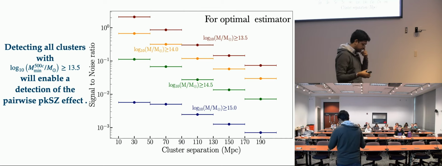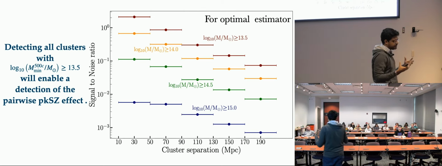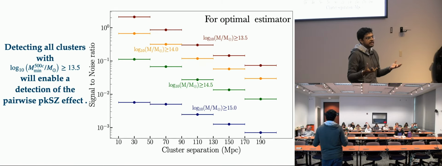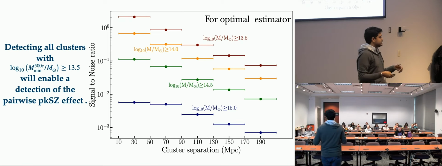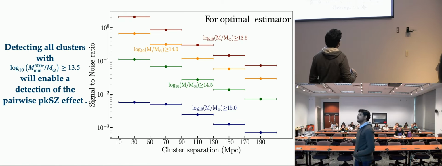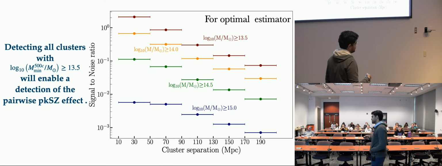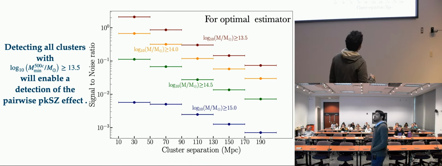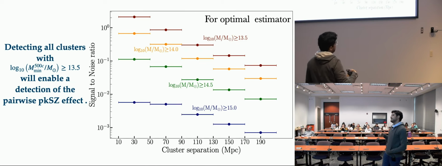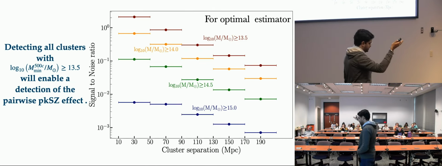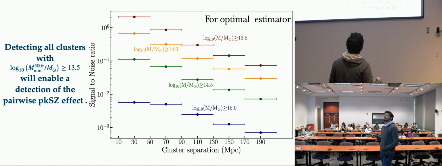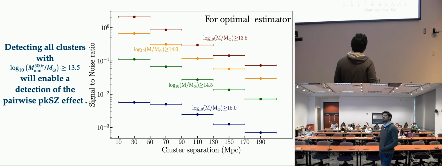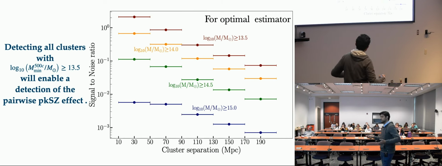of those masses. But what happens is that if your cluster becomes more massive, it automatically means that there are fewer of them. So you have fewer pairs to stack with, you don't get enough pairs to stack, and you lose on your signal to noise ratio. From this red curve, you can see that if we can detect all the clusters above 10 to the power 13.5 solar mass, we can detect this pairwise signal at a significance of just above 1 within this intercluster separation distance.